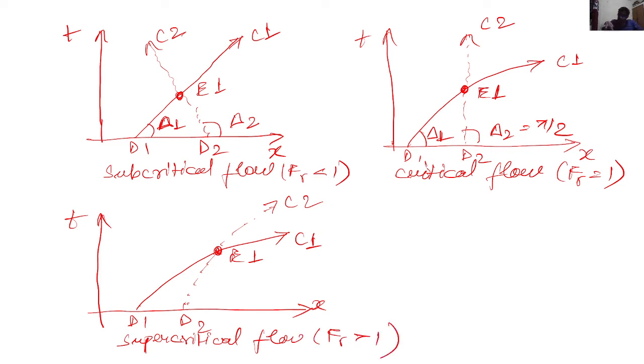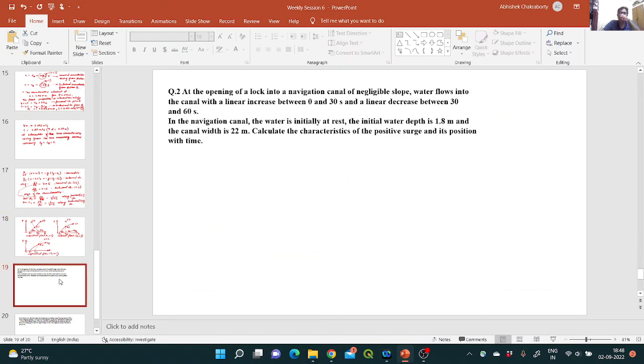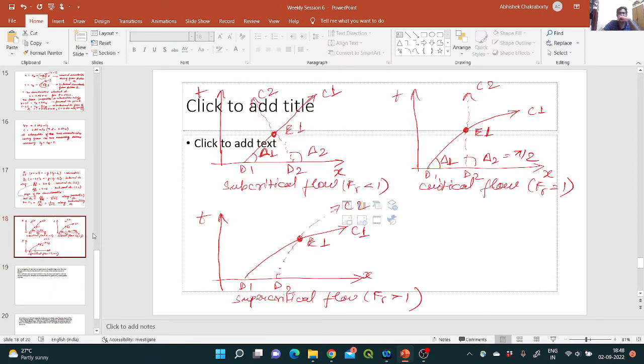So we chose to understand three different patterns, three different cases: a subcritical flow, a critical flow, and a supercritical flow, and we plotted them graphically just to understand how they would look like. Let's now jump into the simple wave equation because the next question is actually about a positive surge. So for that, I would like to just introduce what a simple wave actually means.